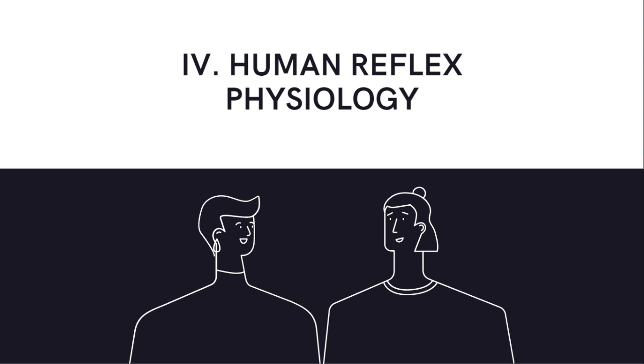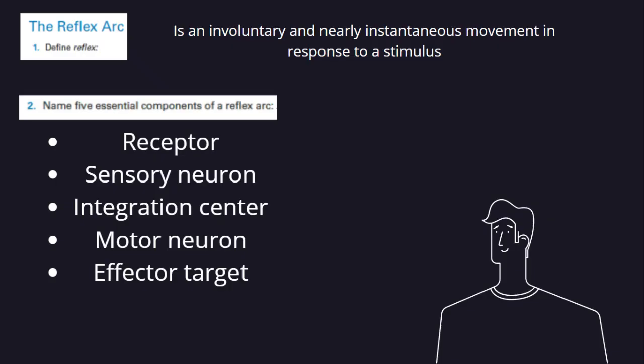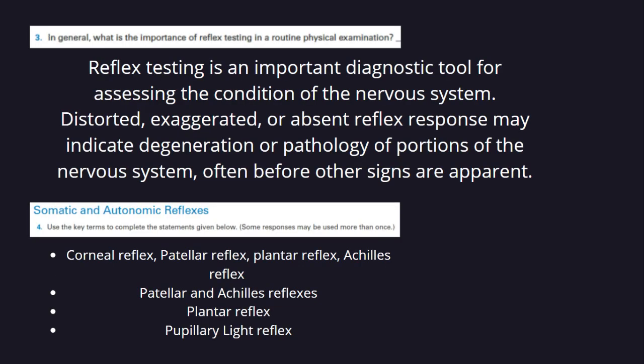Human reflex physiology. The reflex arc. Define reflex: an involuntary and nearly instantaneous movement in response to a stimulus. Number 2. Name the 5 essential components of a reflex arc: receptor, sensory neuron, integration center, motor neuron, effector target.